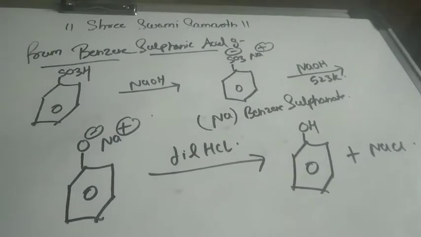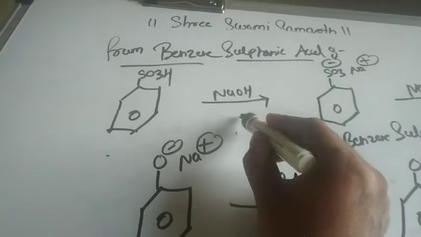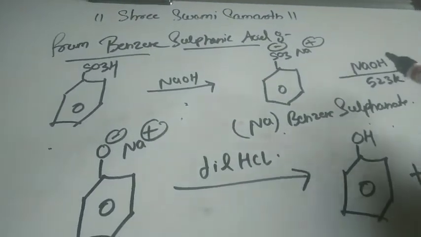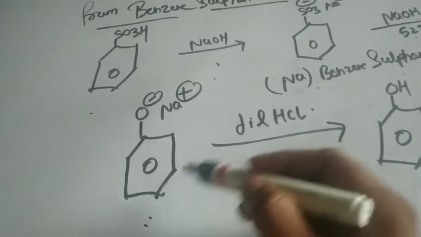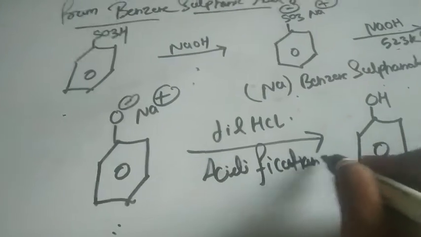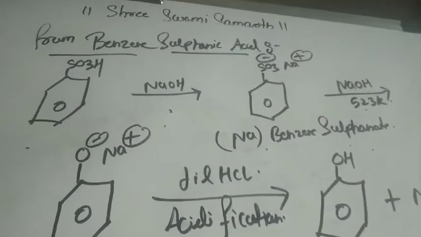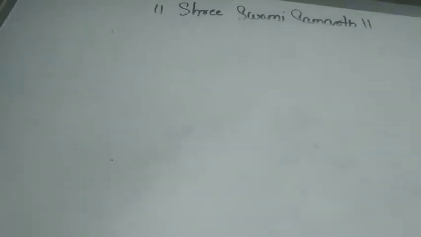See, the reaction is very very simple. सबसे पहले क्या होगा? Benzene sulfonic acid on treatment with NaOH will get converted into sodium benzene sulfonate. This sodium benzene sulfonate on treatment with one more mole of NaOH at 523 Kelvin gets converted into sodium phenoxide. This sodium phenoxide on further acidification will get converted into phenol and the leaving group will be NaCl, right? So I hope that you have understood the particular reaction. Okay, now let's quickly go for the fourth method and we can finish with the video.